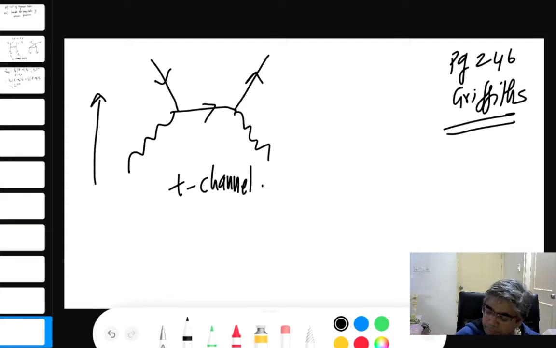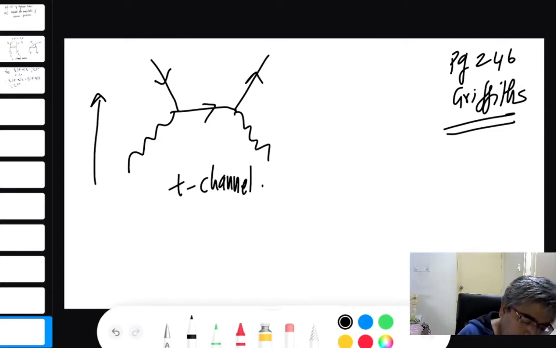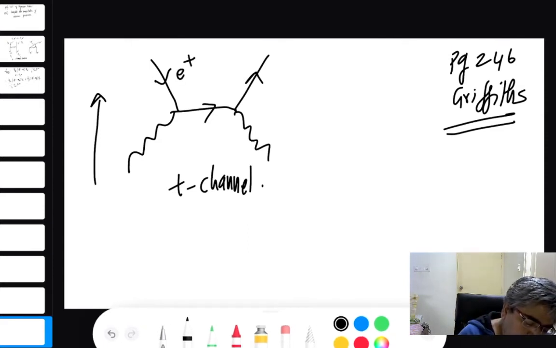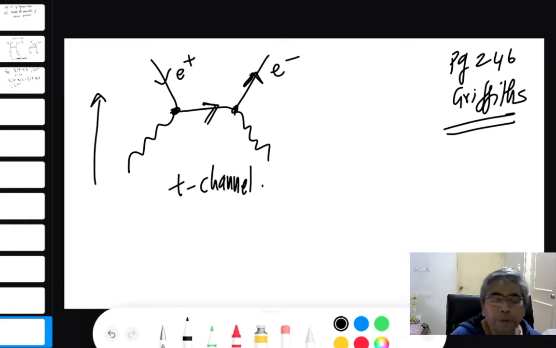Okay, so this is two photons coming in, and this would be E plus, because it's going out, but the charge line is opposite to the direction of going out, and then the charge line is like this. So this is again an outgoing particle. So this would be an E minus. So you created a pair.